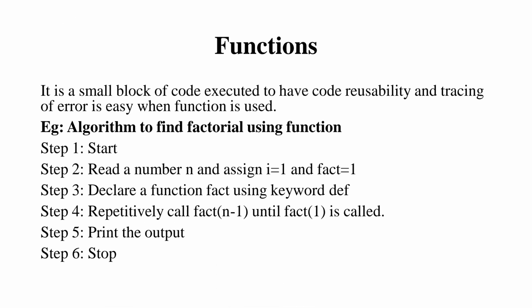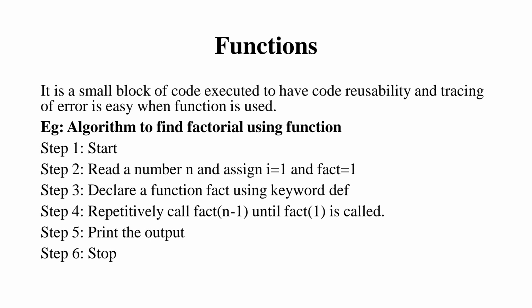We all know the function is a block of code which is used to execute statements to perform a specific action. We encourage functions to improve code reusability as well as to reduce code. Every time we need to perform a specific action, we need not repeat the same set of statements. Instead, we can include that block of code inside a function and execute that function whenever it is needed. Here I have given the algorithm to find the factorial by using a function.